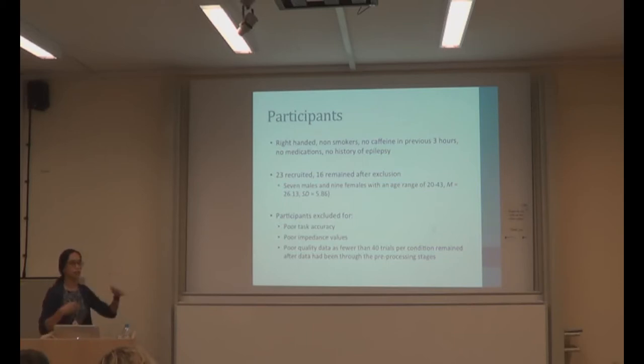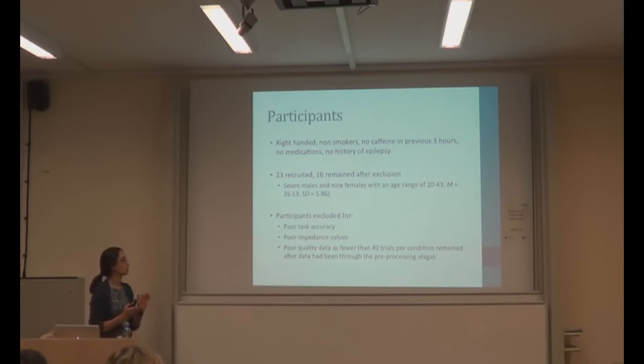Reasons participants were excluded at later stages included poor task accuracy, poor impedance values, or poor quality data, because so many artefacts had to be removed that we ended up with too few key trials. And I never included partial data, so if there wasn't enough for one condition in the study, the participant data was removed from the whole thing.